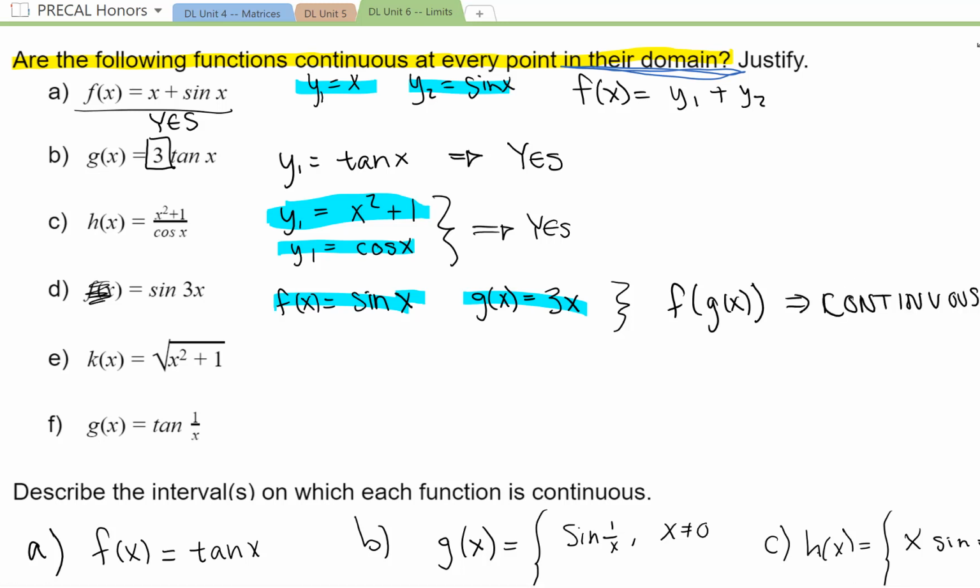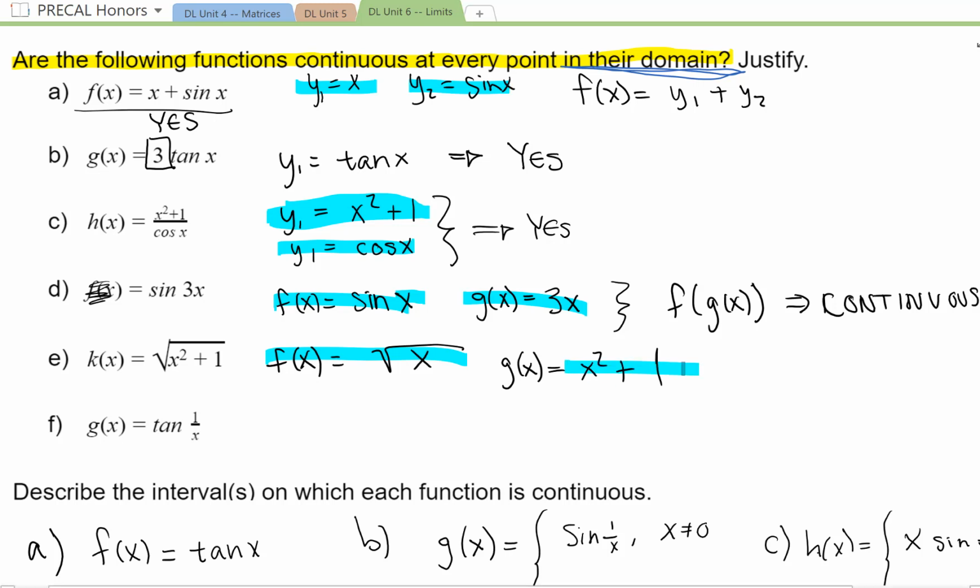Another composite, we have the outside function is square root x. And g of x, what you're putting under the square root is the polynomial x squared plus 1. Square root x, that's a continuous function for every point in its domain. X squared plus 1, that's also continuous. Therefore, the composite of these is continuous as well.